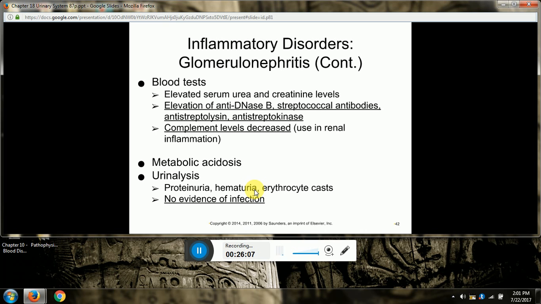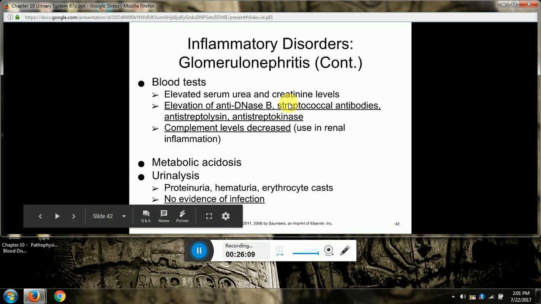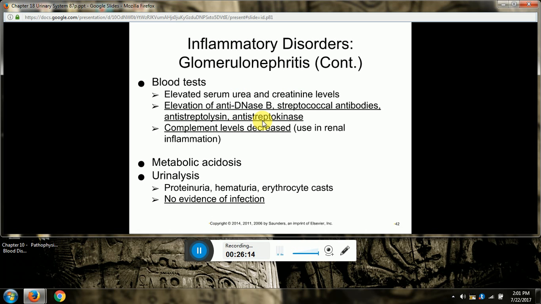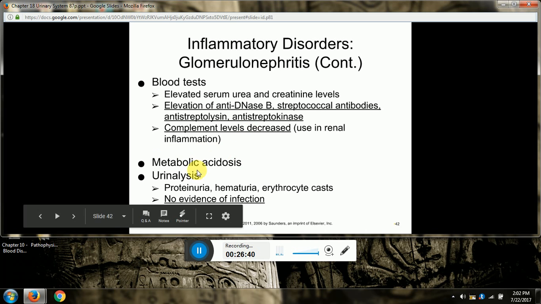For blood testing, you can look at the kidney functions. There will be elevated serum urea and creatinine levels. You can look at the antibodies, and you'll find elevated levels of anti-DNase B, streptococcal antibodies, anti-streptolysin O, and anti-streptokinase. These are all antibodies that you will find elevated within their system. And then there's a decrease of levels of complement because all of the complement system was used to destroy the kidney tissue. Again, the kidney is unable to get rid of the acid, so there's metabolic acidosis.